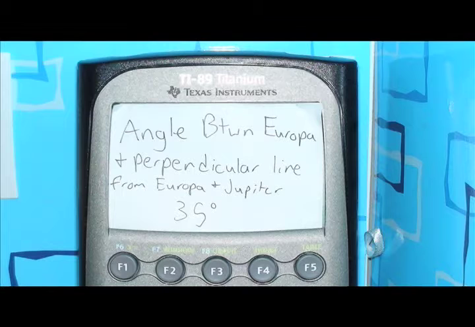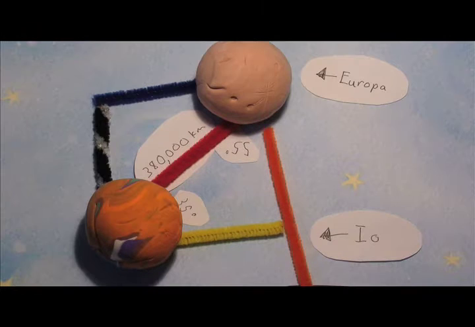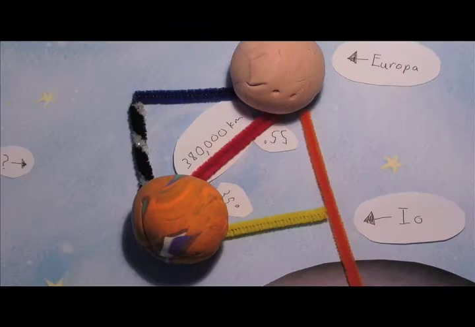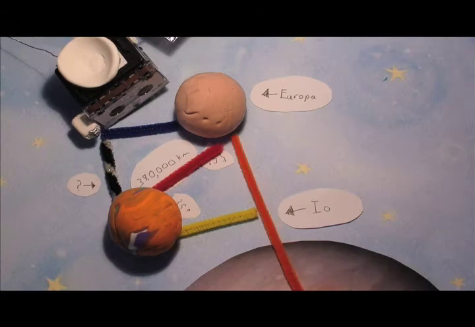The angle between Jupiter, Europa, and Io is 55 degrees, and the angle between Europa and the perpendicular line we dropped from the line is 35 degrees. We want to know the distance that the camera needs to be from Io to take this picture. We know our lens range is 90 degrees, so we can draw an equal triangle that shares the same hypotenuse.